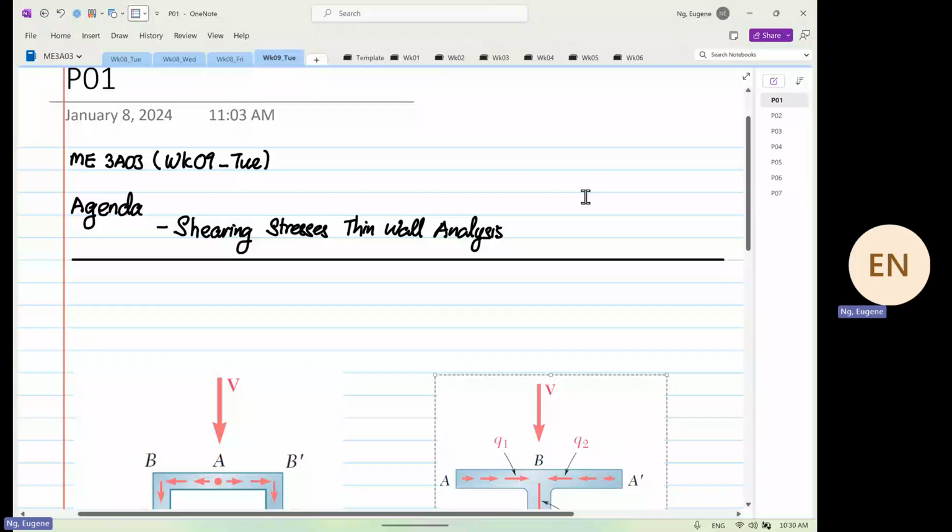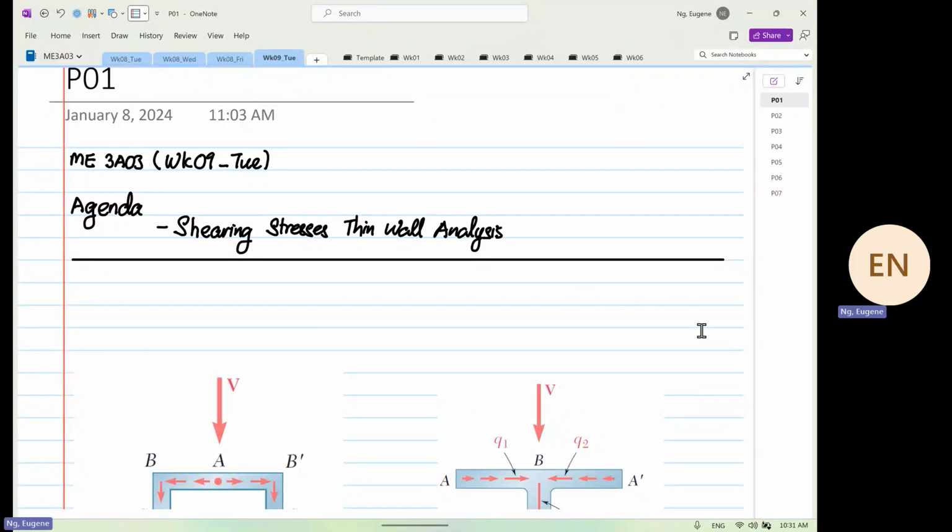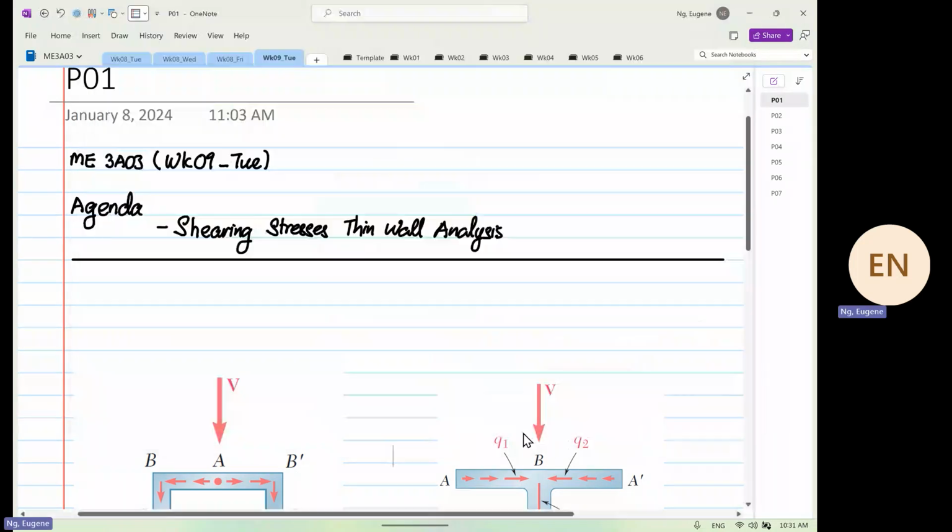Today we are going to do a topic still involved in shear stress. We're still in the topic of shear stress, but now we are going to do thin wall analysis.